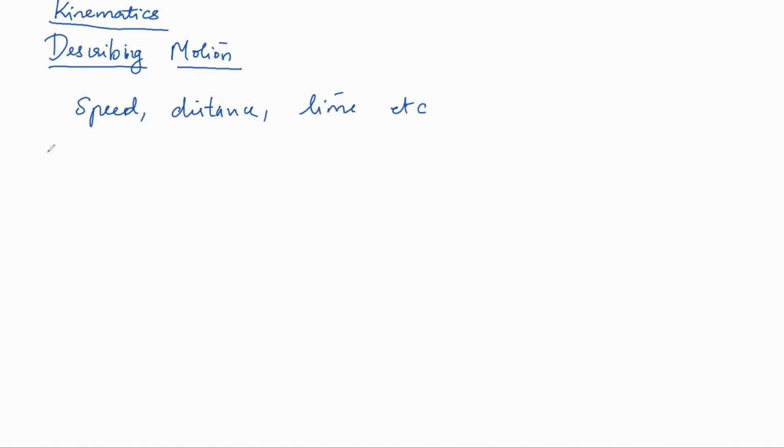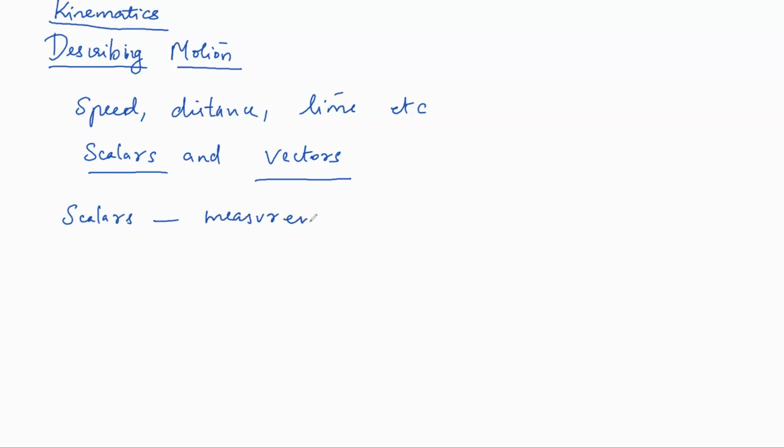Scalars and vectors. Scalars are measurements that have only magnitude, whereas vectors have both magnitude and direction.